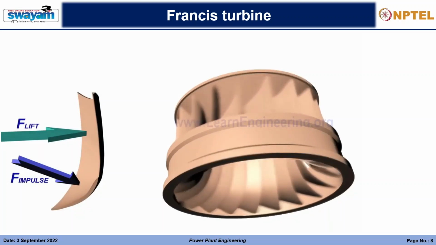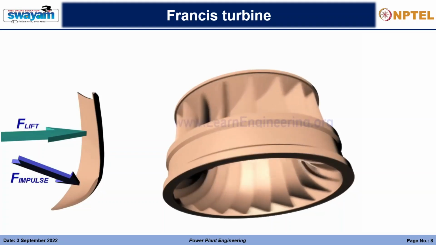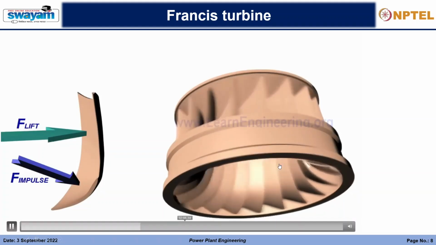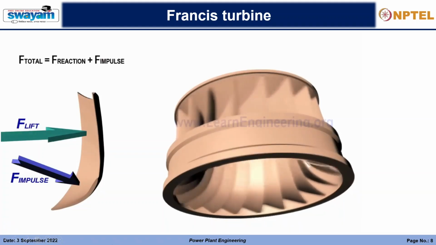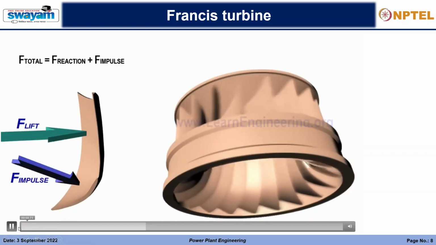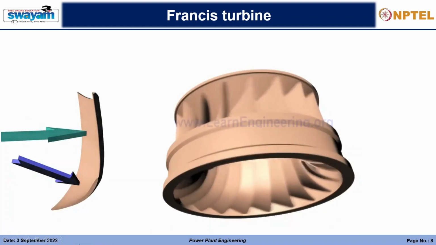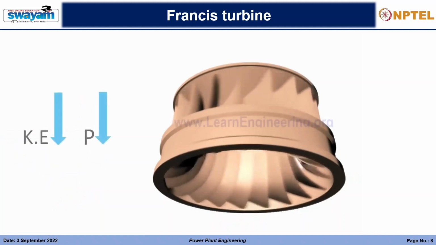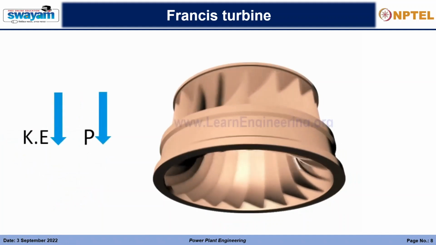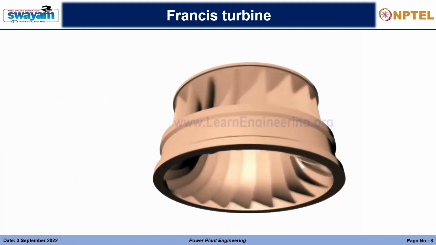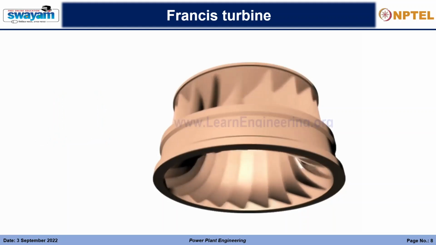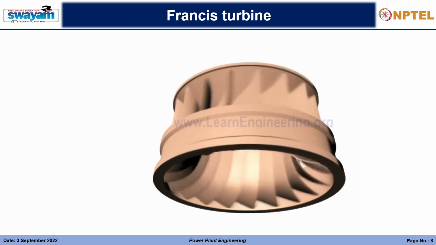So Francis turbine is not a pure reaction turbine. A portion of force comes from impulse action also. Thus, as water flows over runner blades, both its kinetic and pressure energy will come down. Since flow is entering radially and leaves axially, they are also called mixed flow turbine.